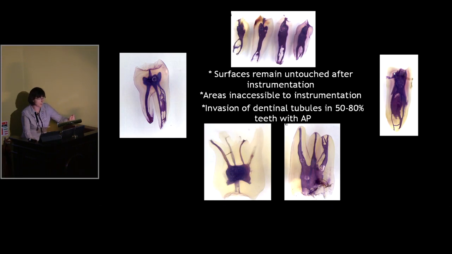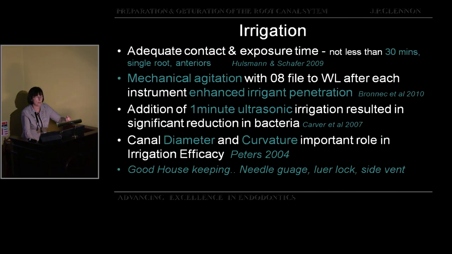We look at these cleared specimens. We know that surfaces remain untouched. We know that there are areas that are inaccessible that we'll never get to. These lateral communications we will never get to. And we know that there is an invasion of the dentinal tubules in cases that have apical periodontitis. So we need to look beyond the mechanical side of what we're doing when we do root canal treatment. There's a lot more focus on our irrigation.